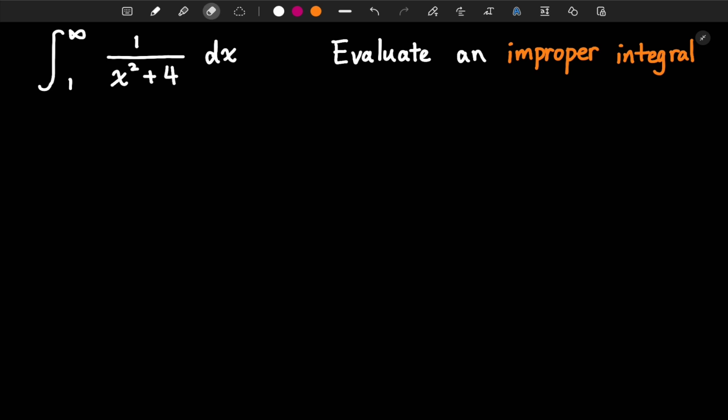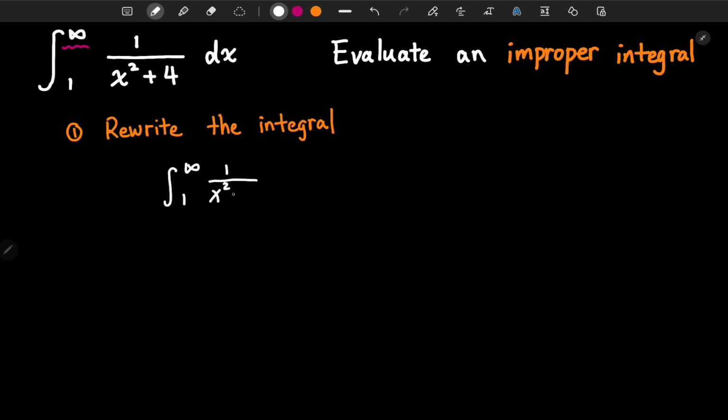In this video, we're going to look at the general steps to evaluate an improper integral. So first, you recognize this improper integral probably because you have infinity on the upper or lower limit, sometimes both. So the first step we need to do here is to rewrite the integral. So here we're going to introduce another variable b as our upper limit instead of the infinity.